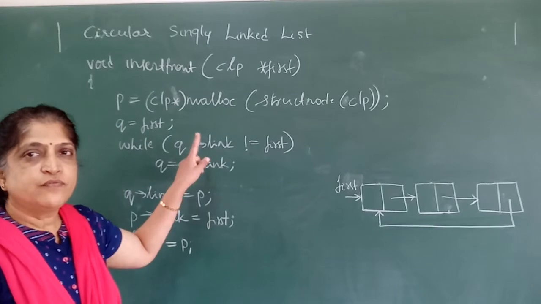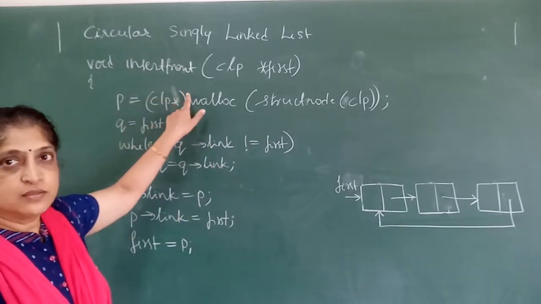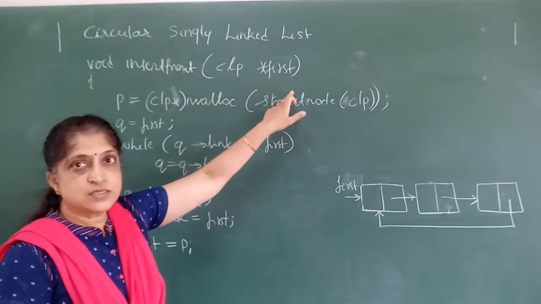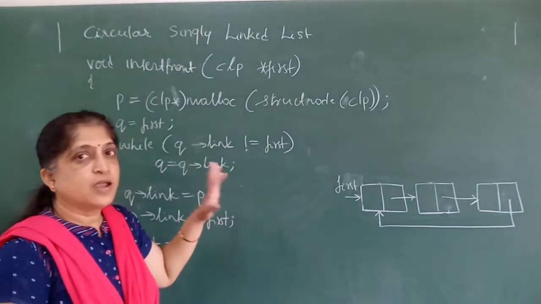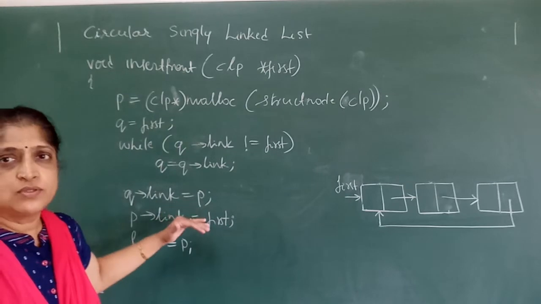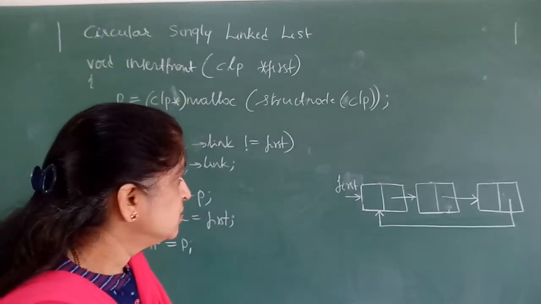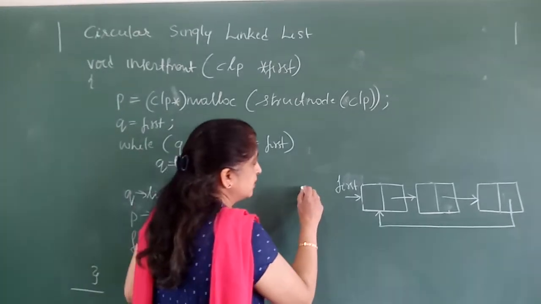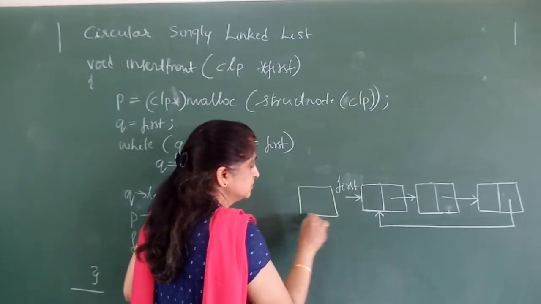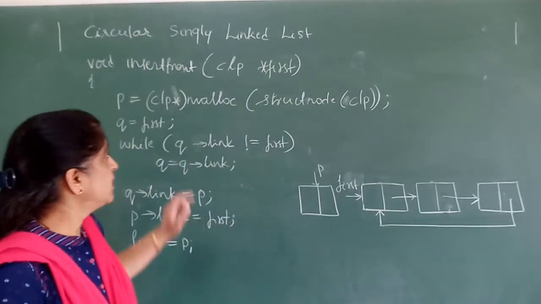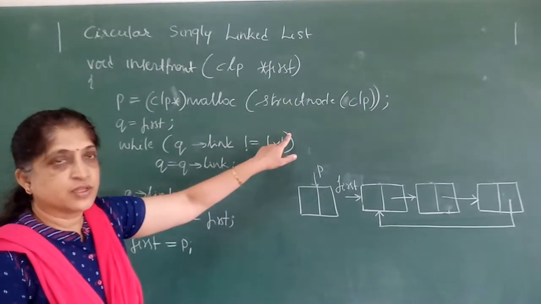Here we have the function insert front. Of course, it takes one argument, first, a pointer to the first node, and we are trying to insert at the front of the list. Here I have done p is equal to malloc. With this we create a new node and p is pointing to that.